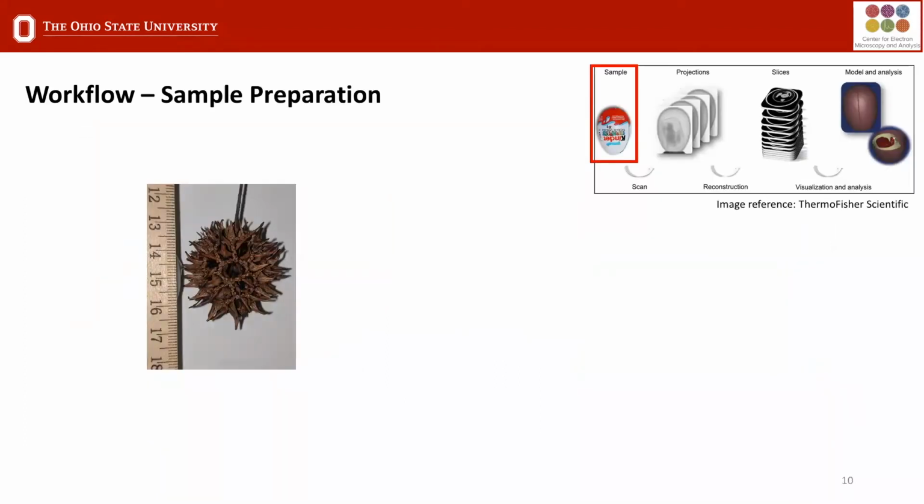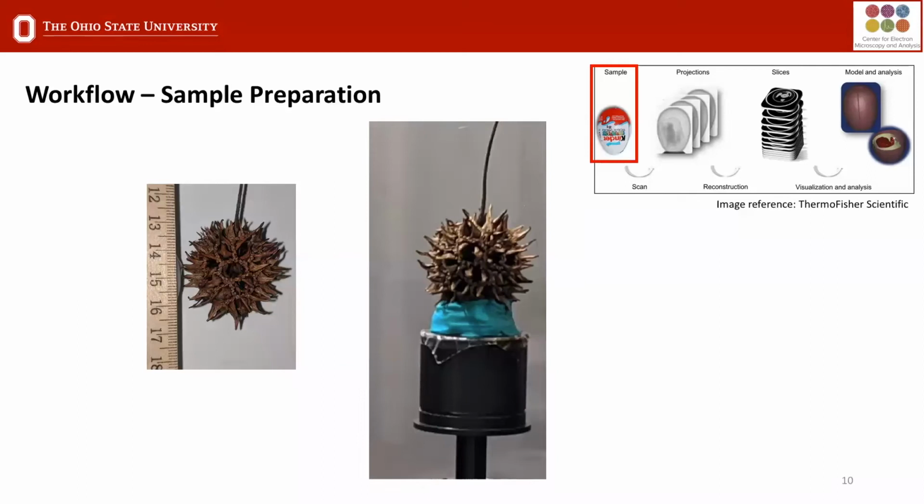So the first step if you want to scan a sample on the HeliScan is going to be to get a sample and then mount it. For this webinar, I'm going to use this sweet gum seed as my sample. So now I have my sample, I need to mount it. Since this sample is an irregular shape, I just use some Play-Doh to create a more flat surface on the bottom, and then use some double-sided tape to attach it to a sample stub.